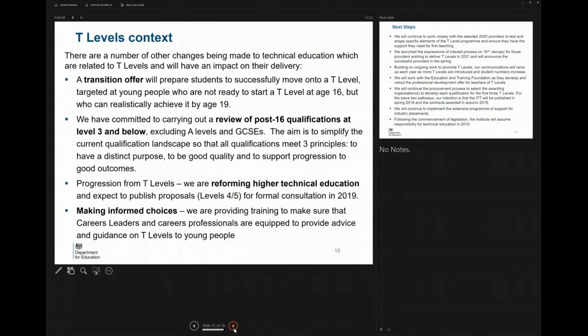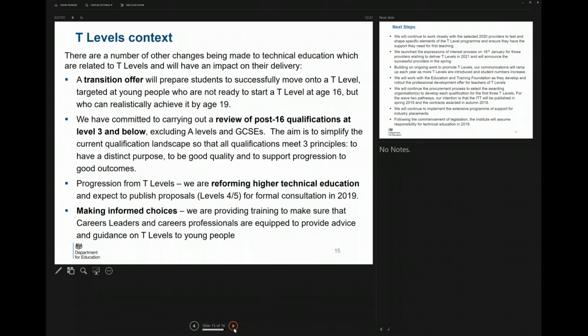We've committed to consulting extensively before any decisions are made, and the first stage of that consultation is due to kick off in the next few weeks. So do keep a lookout for that if you are particularly interested in different qualifications in this space, or if you want to make your views known.